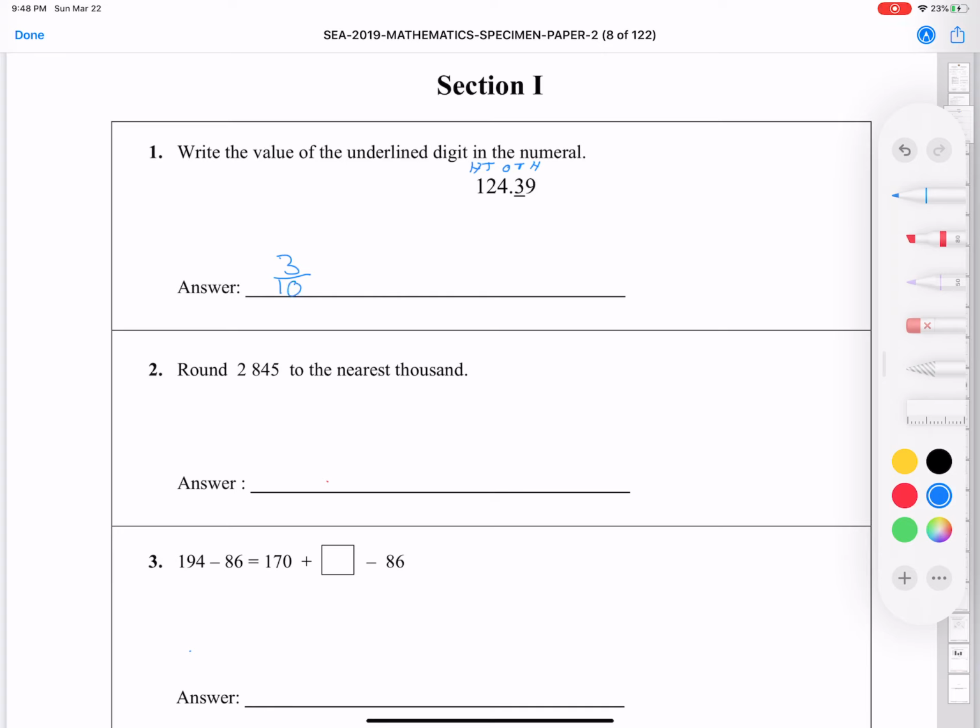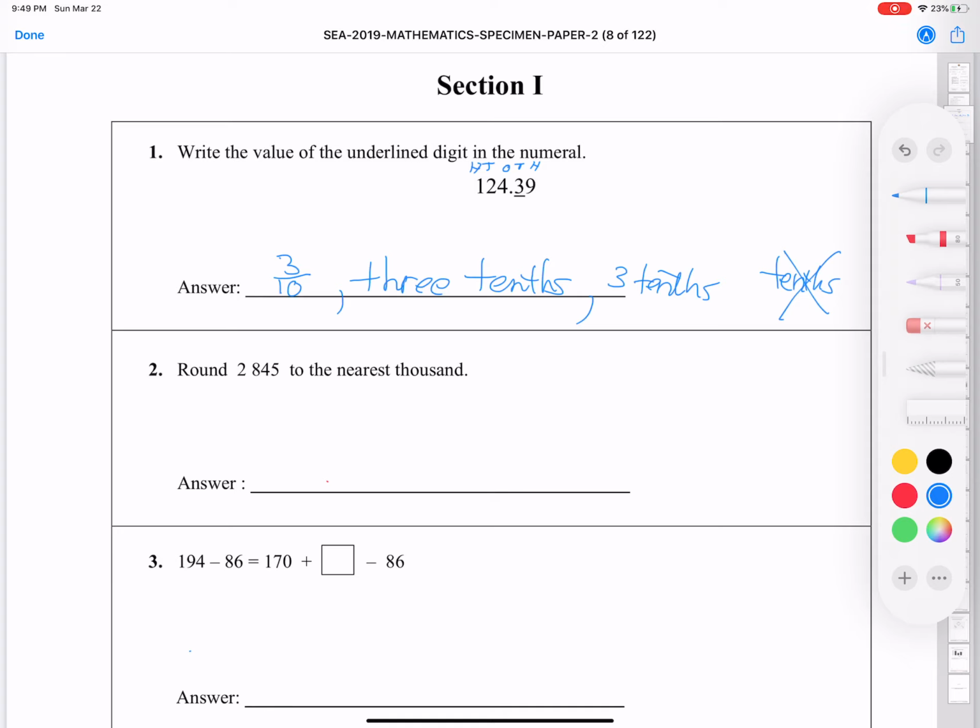It can also be written in words. 3 tenths. If you combine words and numbers, 3-T-E-N-T-E. It is also correct. Just do not put tenths only. It will be wrong because you were not asked for the place value, but you were asked for the value. So for the value, you need how many and how many of what.